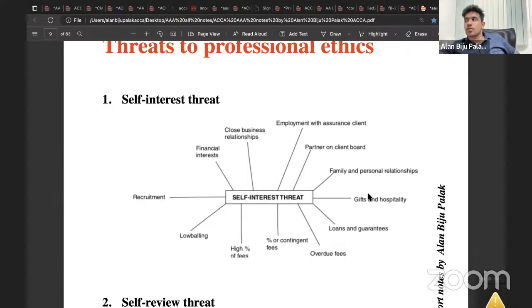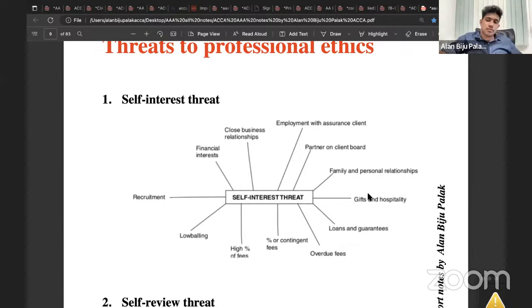So let me ask you guys, what do we need to consider as a safeguard if there is a family or personal relationship for a particular person in the audit team? What do we need to do in relation to that? Remove that person from the team. We need to remove that person from the engagement team.